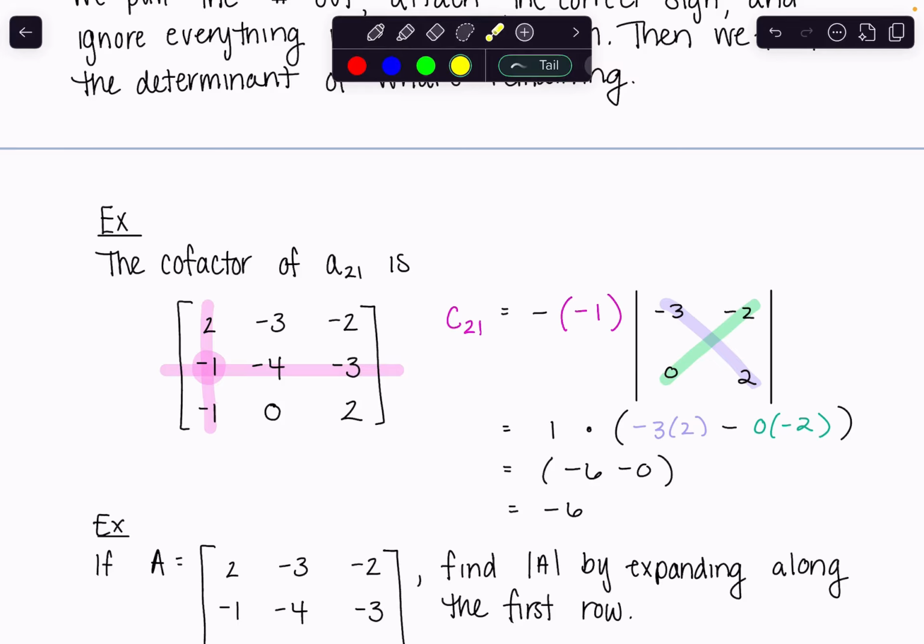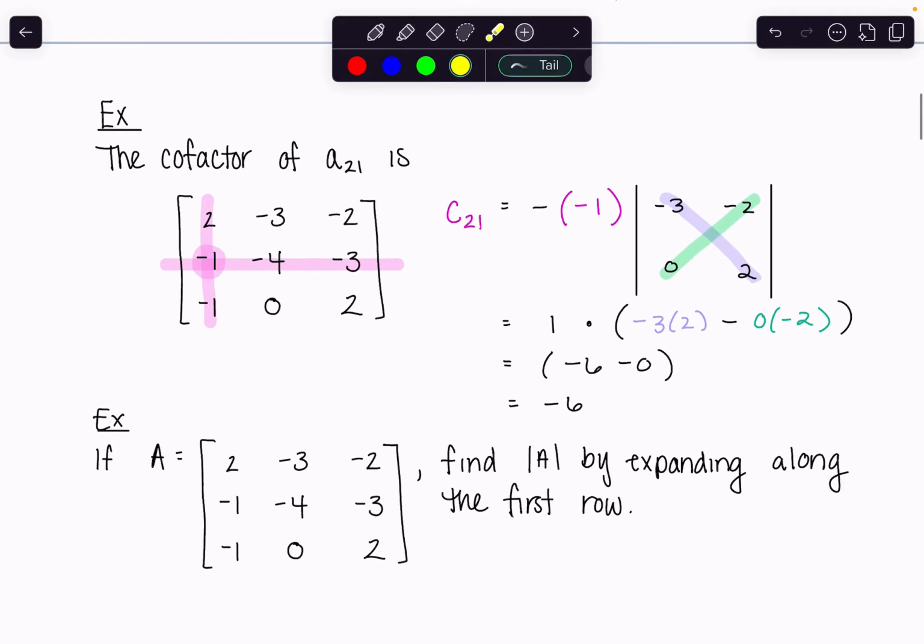So to find my determinant, what I would do is I would continue to do this along that row and column, and you just add those values together. So then I would have to find the cofactor of this element. So this would be positive. Then I pull out the -4. I would ignore everything in that row and column, and then find the determinant of the numbers that are remaining. Then I would have to do the same thing for that final position.